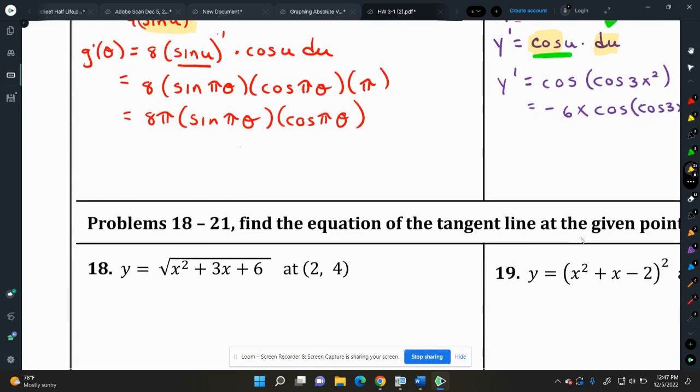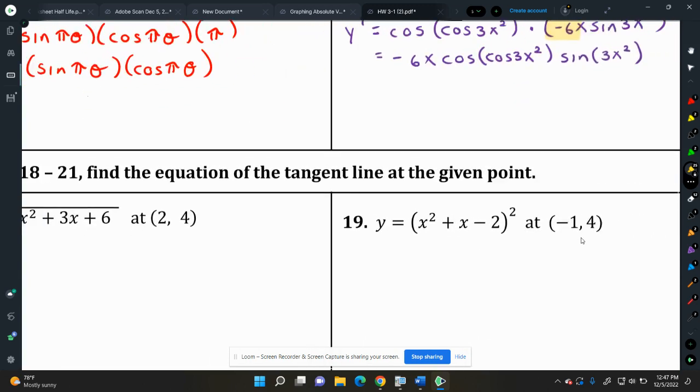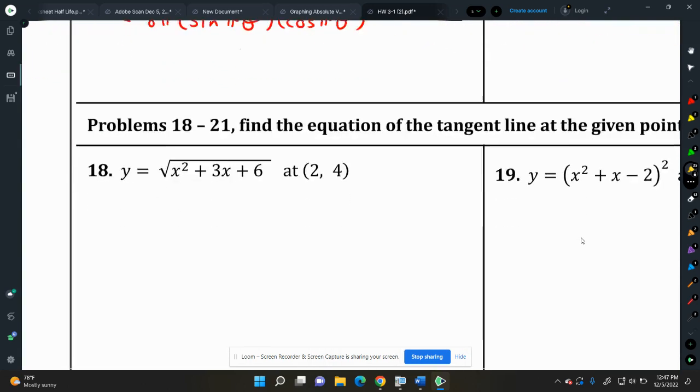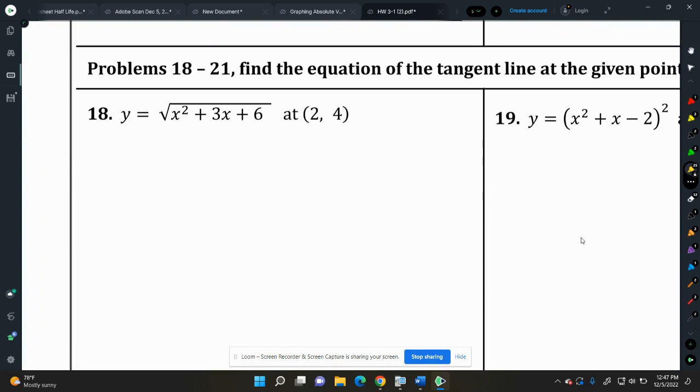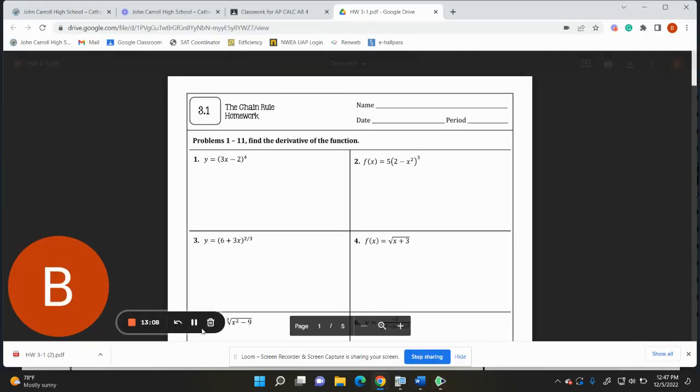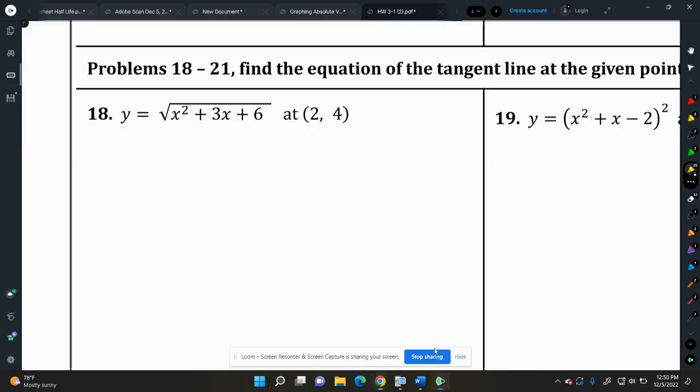Let's look at number 18. Find the equation of the tangent line at the point. I'm going to give you a couple minutes to do it yourself, and then we'll do it together. All right, so what do we need to figure out in order to find the equation of the tangent line? The derivative, which gives me the slope of the tangent line. I need a point and a slope. I have a point. Now I have to find the slope.